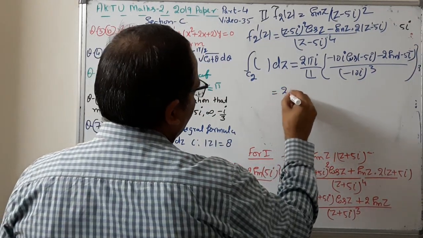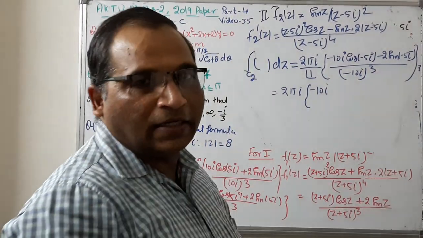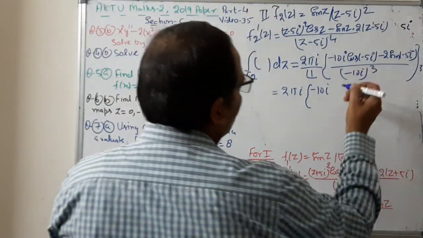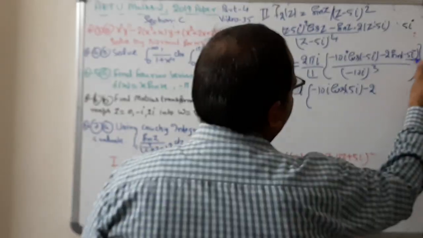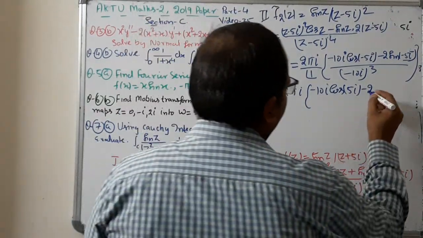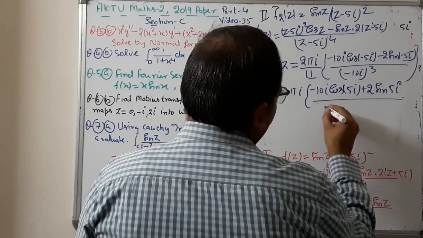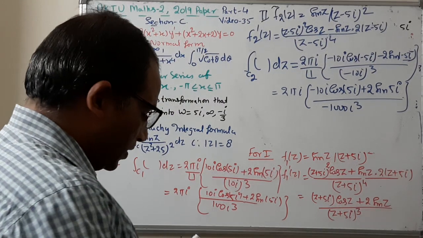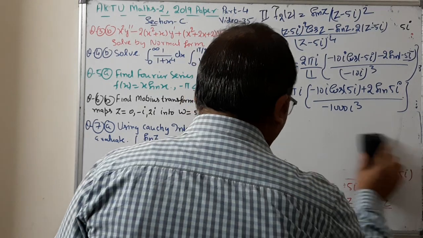We can write this as 2 pi i times minus of 10i cos of minus theta, because minus theta is in which quadrant? Fourth quadrant, and in the fourth quadrant cos theta has a plus sign, right? So we can write cos 5i minus 2 times sin of minus theta, and minus theta in the fourth quadrant, so sin of minus theta is minus of sin theta. We can write this plus sin of 5i upon minus of 1000 i cube. We get this, right? The value of the whole integration is the addition of these two, the first one and the second one.